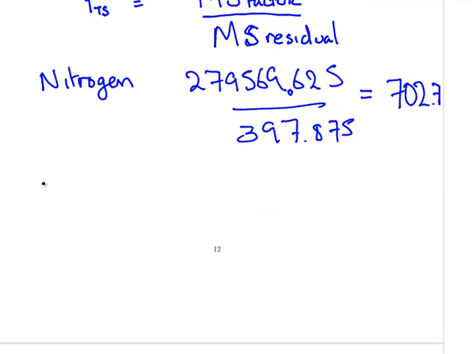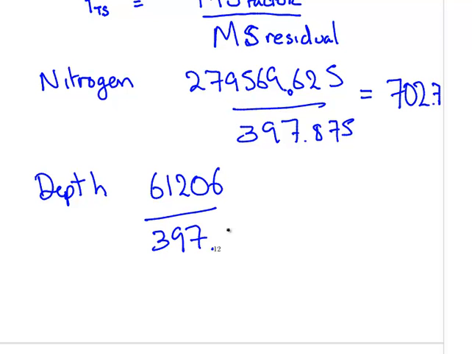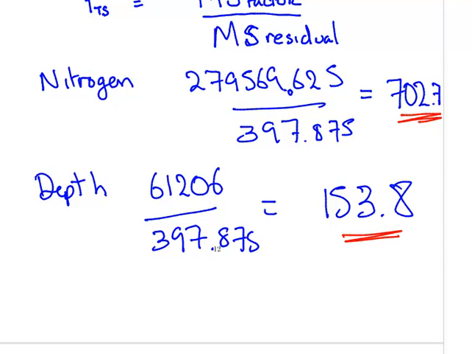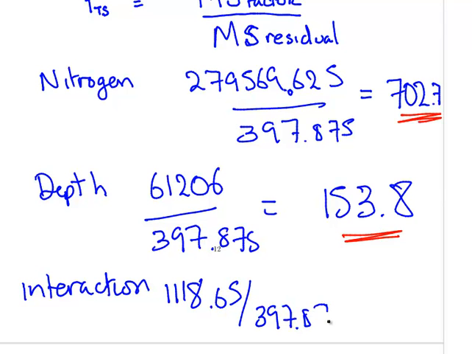Something similar for depth is 61206 over 397.875. The test statistic there is 153.8. And finally, the interaction effect. That is 1118.65 divided by 397.875. That works out to be 2.8. I'm going to put this in two decimal places just because it's so small: 2.81. Now, those are our three test statistics.